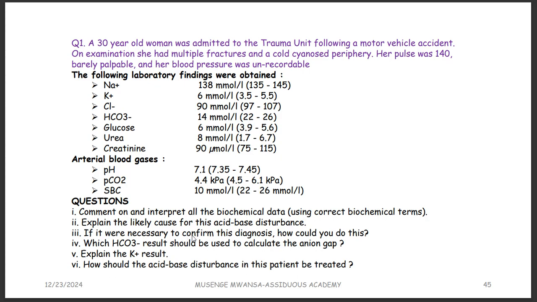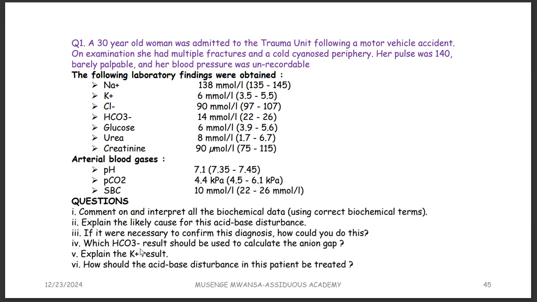If it were necessary to confirm this diagnosis, how would you do it? Number three. If it's necessary to confirm, but we've already confirmed, right? Since we are saying it can be lactic acidosis, we look at lactate, the concentration of lactate in blood. So that would be something we could do. Which bicarbonate result should be used to calculate the anion gap? Remember the bicarbonate, we said we have the actual and we have the SBC. When you are calculating the anion gap, you use the actual value and not the SBC.